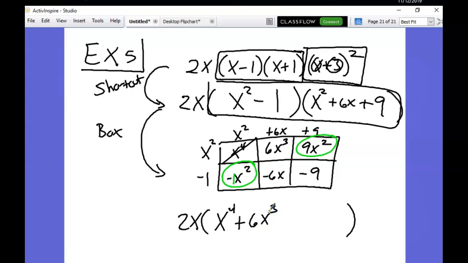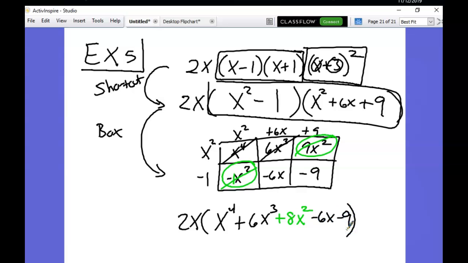There's no like terms for that, so that much as is. Then we're going to put these two green ones together. What's that going to be? Positive 8x squared, yeah. And then the other two come out.